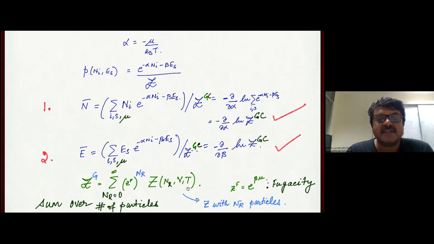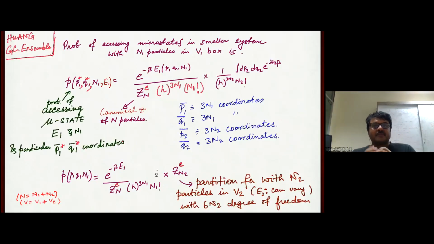And you have a sum over all possible microstates with N_r particles and different values of energy. This is nothing but the canonical partition function. So the grand canonical can be written as z to the power N_r, summed over N_r from 0 to infinity, over all numbers of particles, times the canonical partition functions. Later I use the C so that you can distinguish clearly, right?